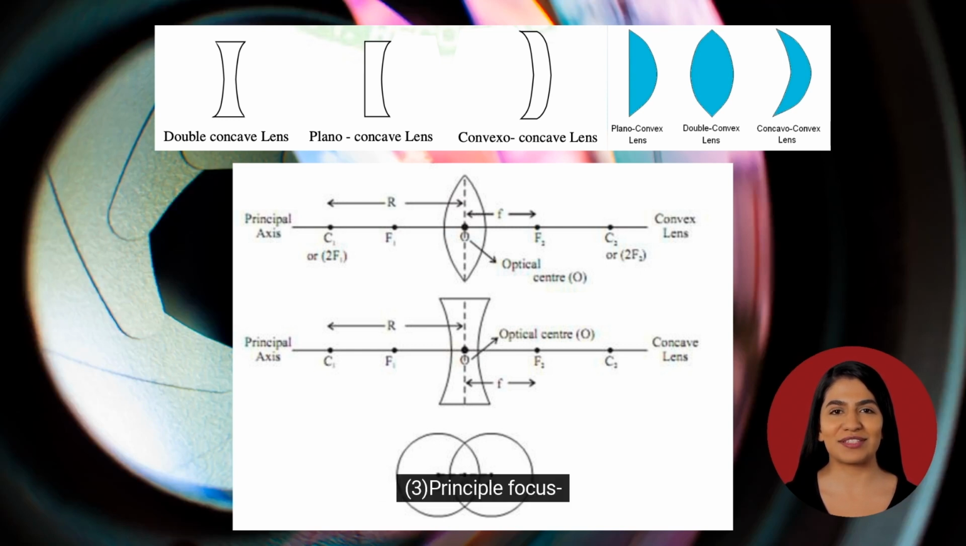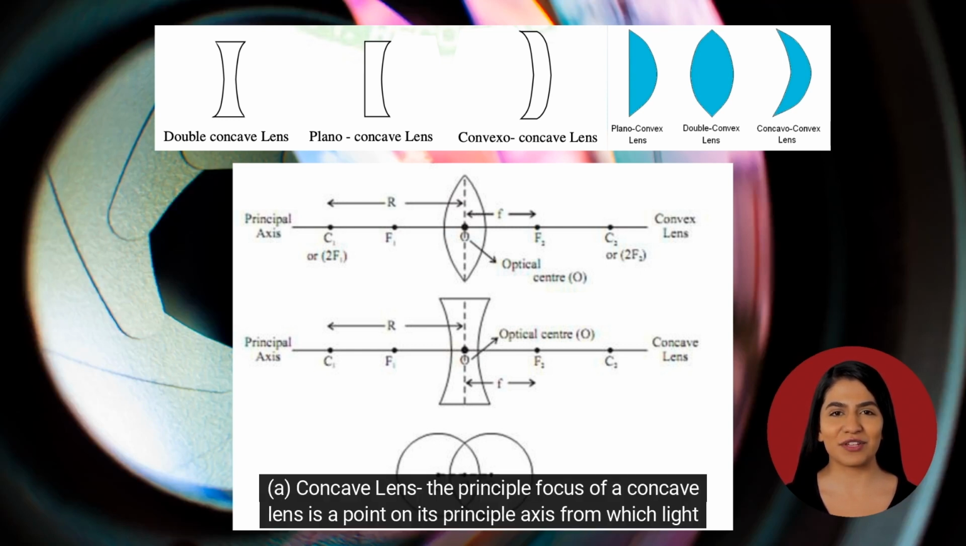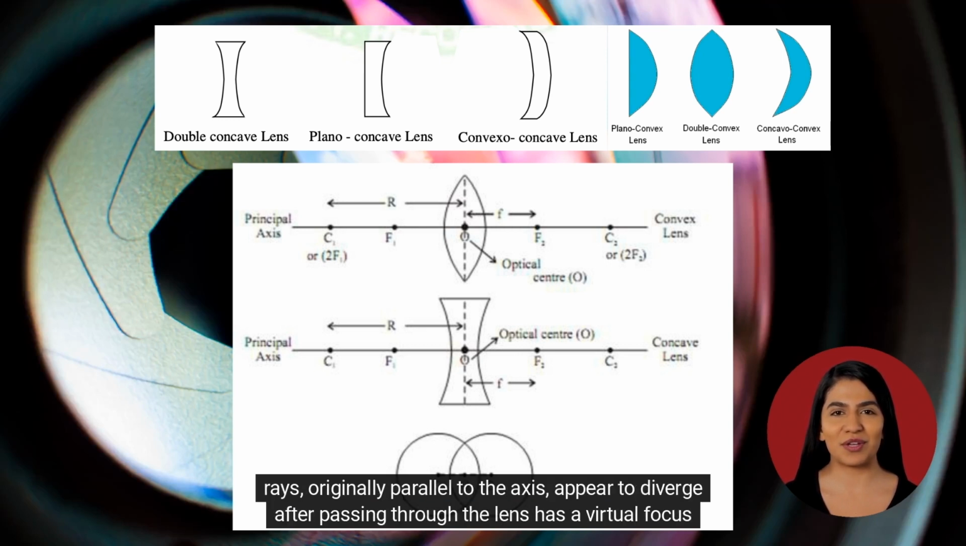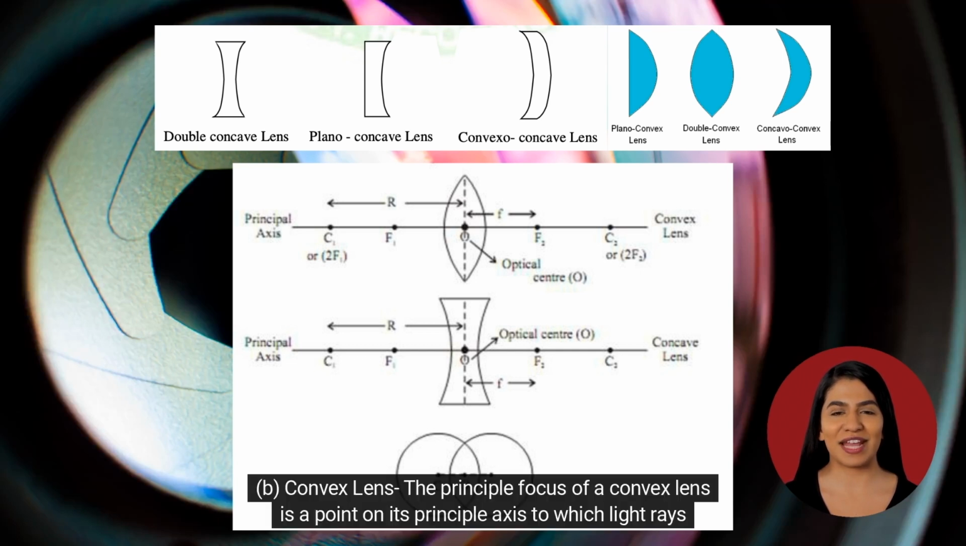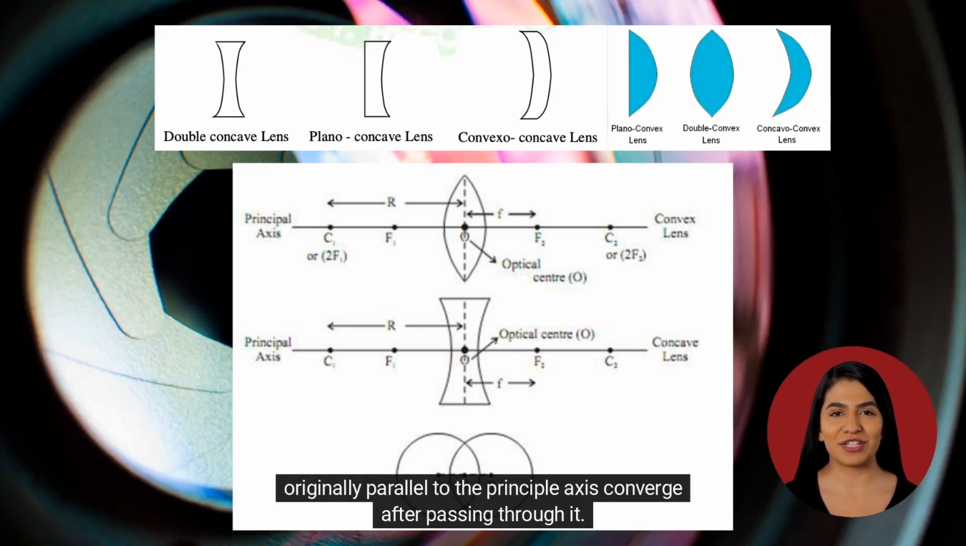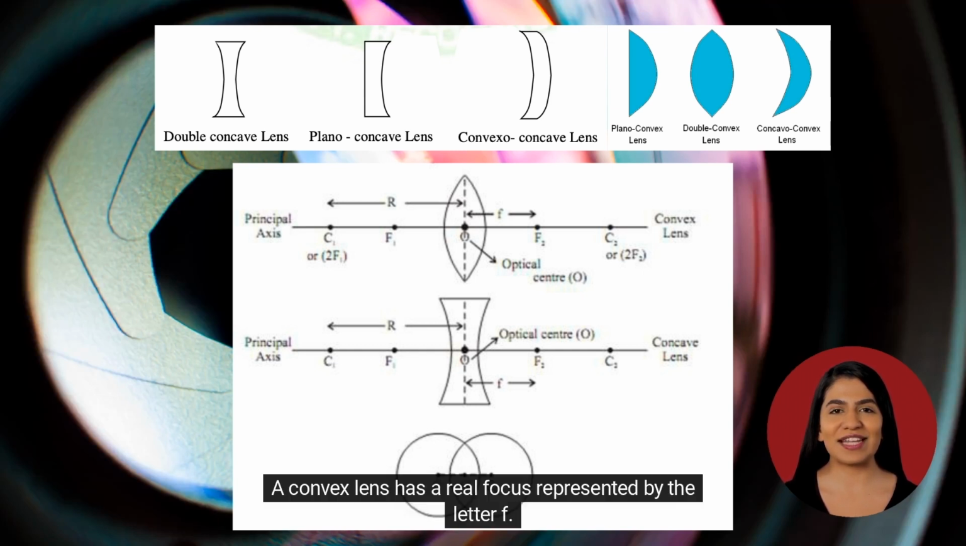3. Principal focus. A. Concave lens. The principal focus of a concave lens is a point on its principal axis from which light rays, originally parallel to the axis, appear to diverge after passing through the lens. It has a virtual focus represented by the letter F. B. Convex lens. The principal focus of a convex lens is a point on its principal axis to which light rays originally parallel to the principal axis converge after passing through it. A convex lens has a real focus represented by the letter F.